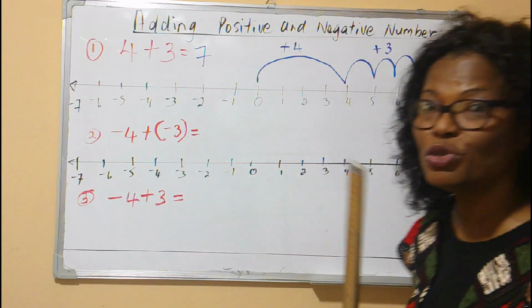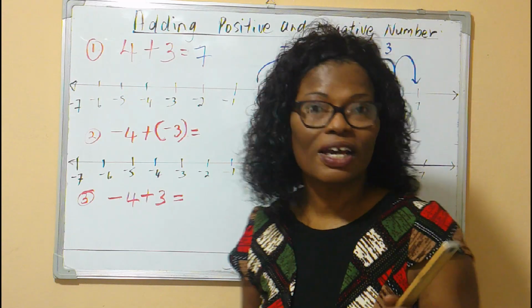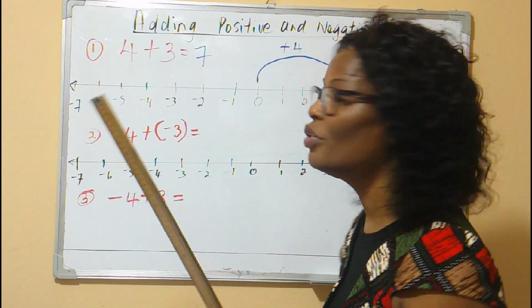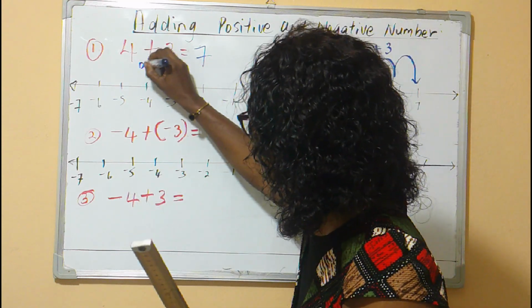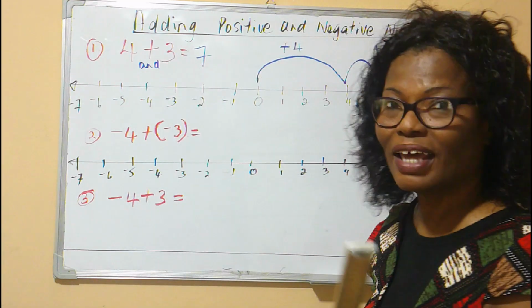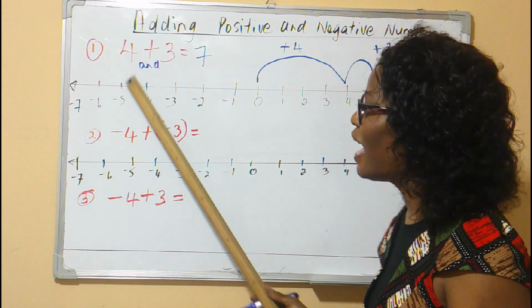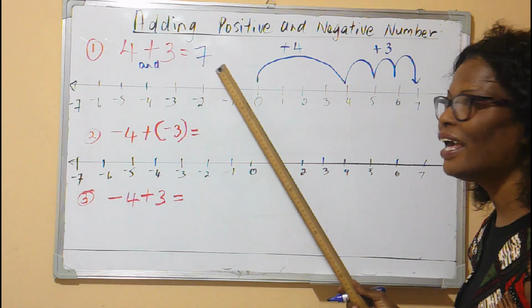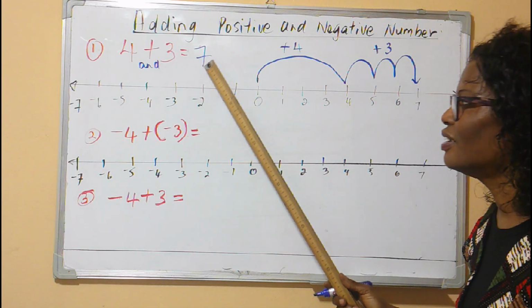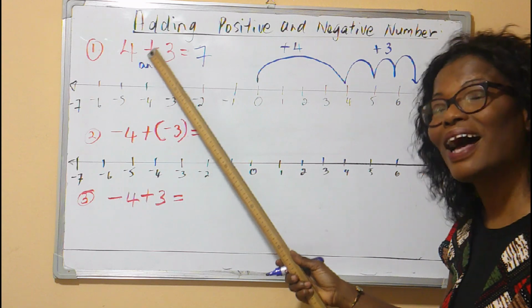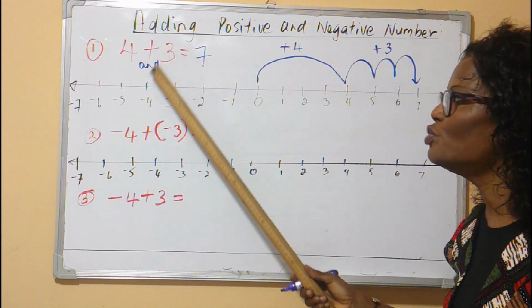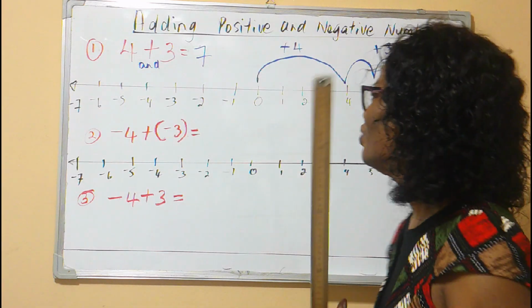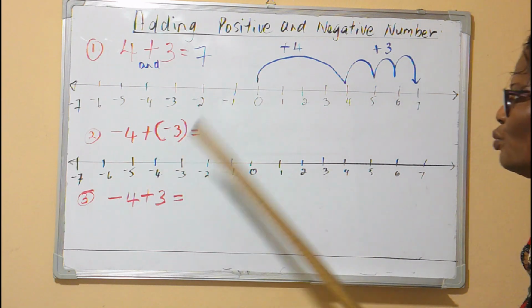Now what I want you to think about is that this plus sign can be changed to the word and. So again, I have $4 and I have $3. So in all, I have $7. So every time you see an addition sign, we're going to use the word and. You got that? Awesome. All right, let's move on to number 2.